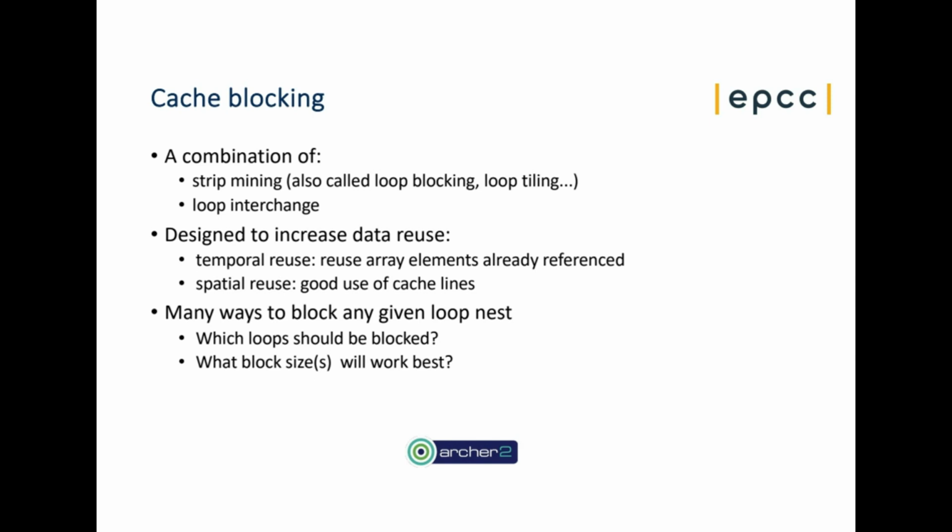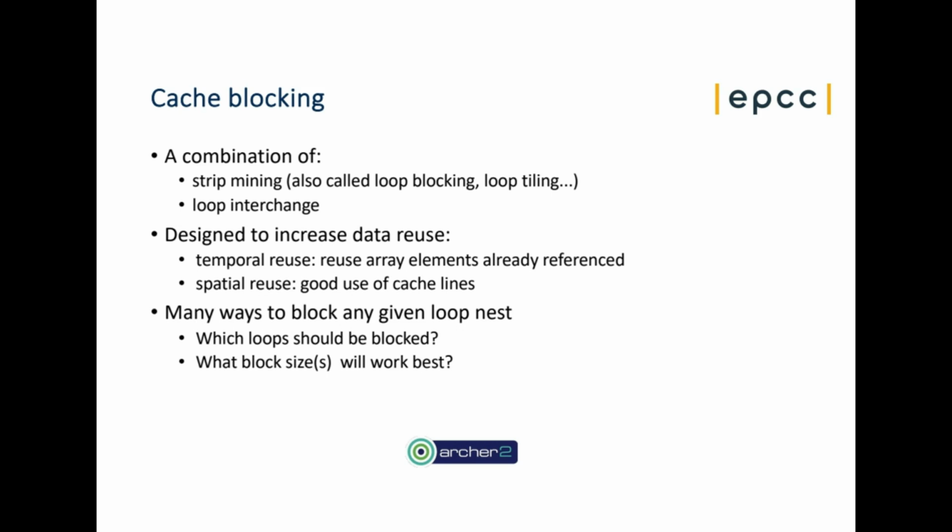Okay, so it's the idea of cache blocking. If you think of it in terms of compiler optimizations, there's a combination of what's called strip mining, so loop blocking or loop tiling, and also loop interchange. That's swapping the order of loops in a nest. So this is designed to increase your data reuse. We try to get both good temporal and spatial reuse.